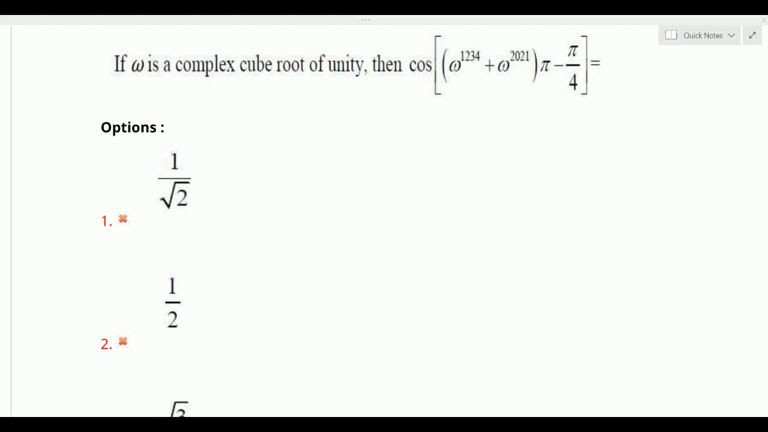Look at this question. What is given? If omega is a complex cube root of unity, then cos of (omega power 1234 plus omega power 2021) pi minus pi by 4. Simple, I have done many such questions, it can be done very easily. First of all, we have to take the simplification of omega power so and so. What is the omega power here?